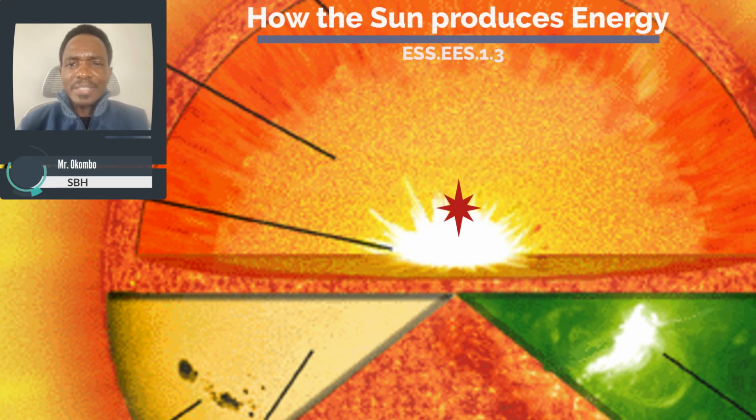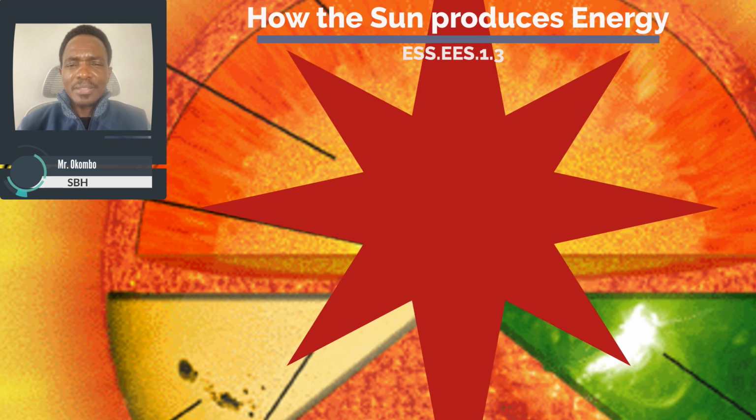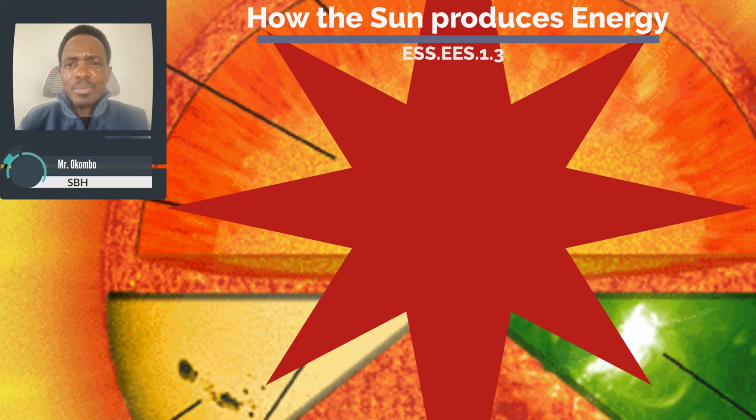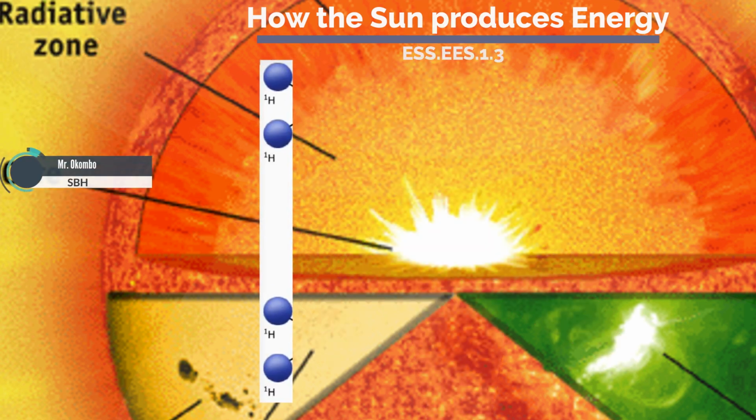This energy travels outward through the layers of the sun, eventually reaching the earth and supporting life. Now let's try to create a simple model to visualize this process. In this model, the blue items represent original hydrogen atoms headed for the first collision.